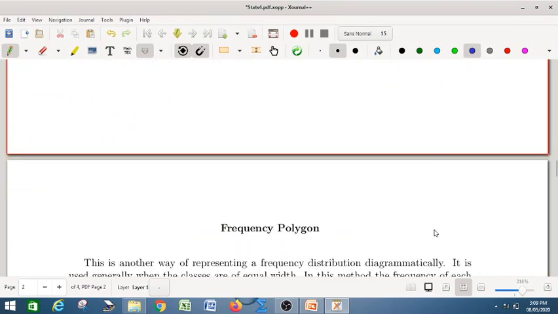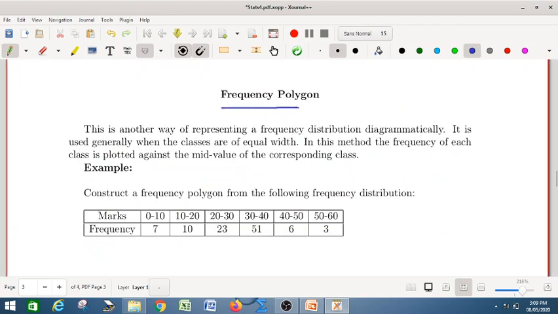Let's come to the next graphical representation, the frequency polygon. This is another way of representing the frequency distribution diagrammatically. It is used generally when the classes are of equal width. Very carefully you note this point. Only when the width is equal can you draw the frequency polygon. In this method, the frequency of each class is plotted against the mid value of the corresponding class. So you have to calculate the mid value of the corresponding class.